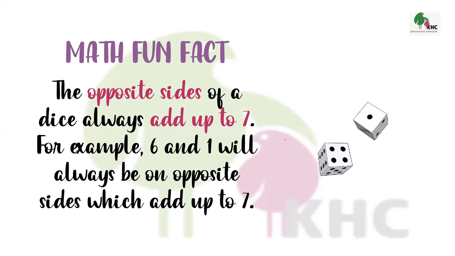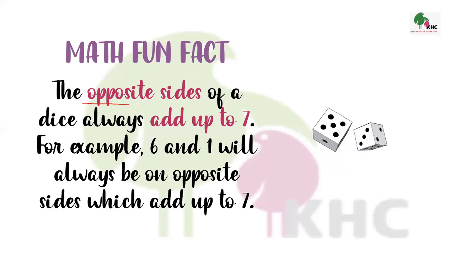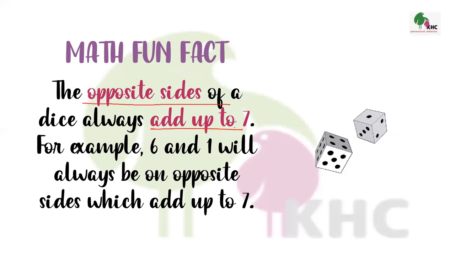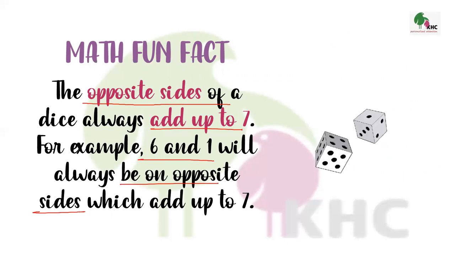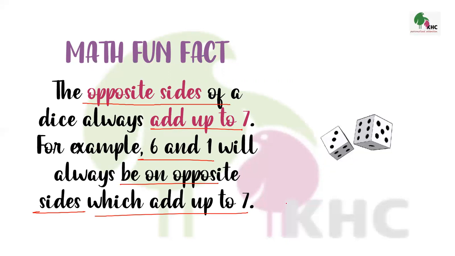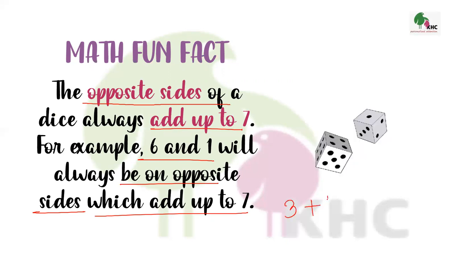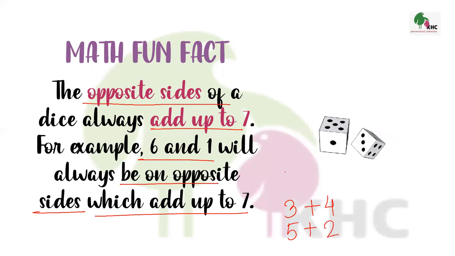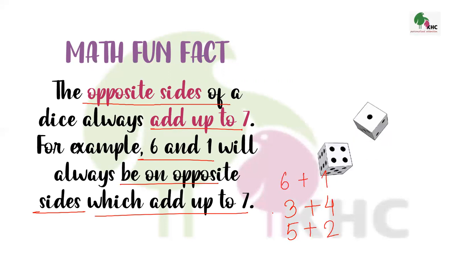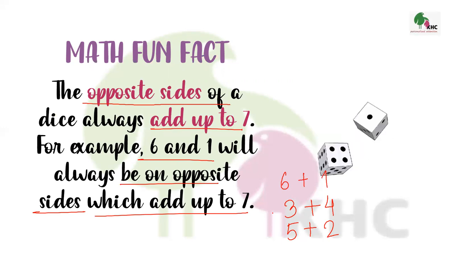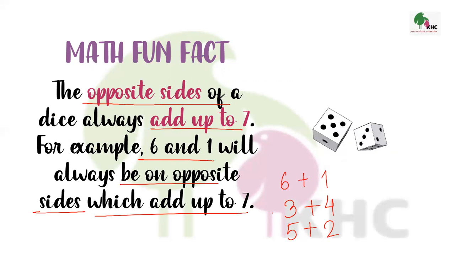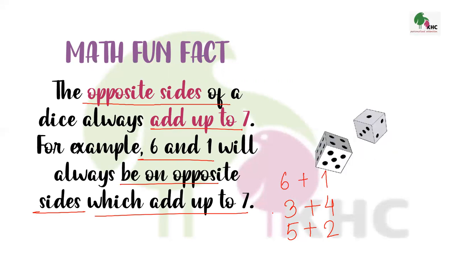Here is a fun fact. The opposite sides of a dice always add up to 7. For example, 6 and 1 will always be on opposite sides and they'll always add up to 7. Similarly, 3 and 4 will be on the opposite sides, 5 and 2 will be on the opposite sides. So there are 6 faces in a dice. So these 6 faces will occupy the position this way. The numbers will occupy the position this way.